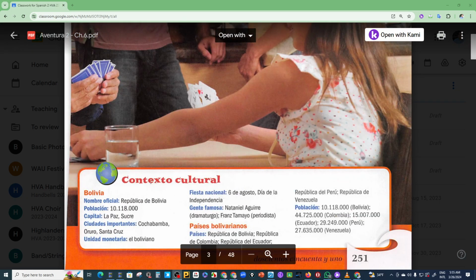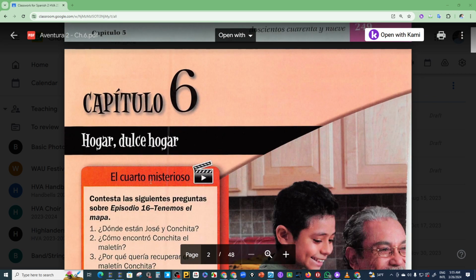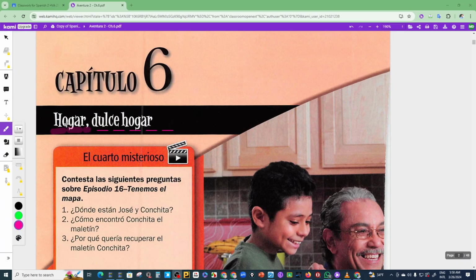Okay, in chapter 6, that's the one that we are starting today, we're talking about items of the hogar. Hogar means home. And I'm going to make a pause here to change to Kami PDF. Okay, hogar, dulce hogar. This is a typical expression when we mention in Spanish about home, sweet home. Hogar is home, dulce hogar, sweet hogar.